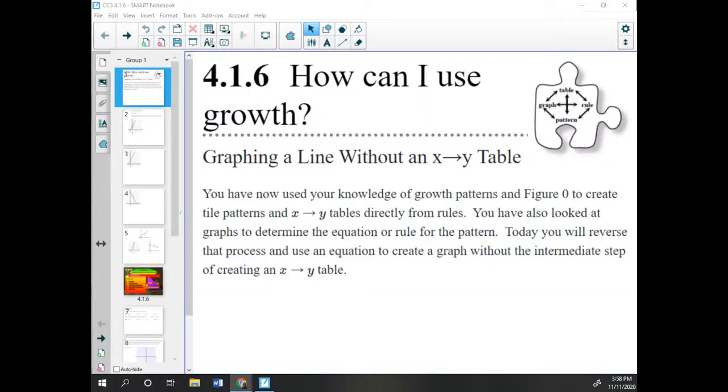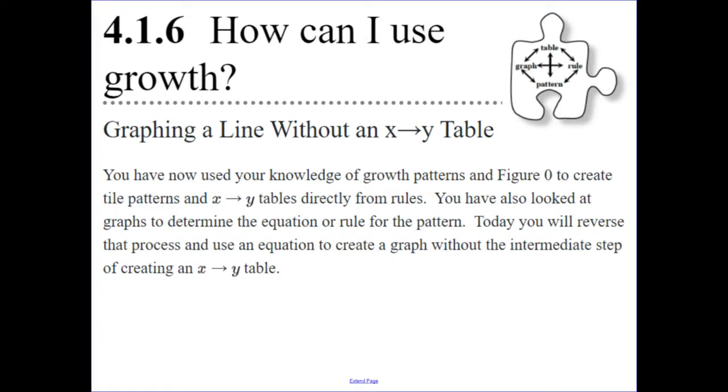Let's begin. We are doing lesson 416. How can I use growth? Graphing a line without an XY table, okay? So that's what we're going to start doing today.